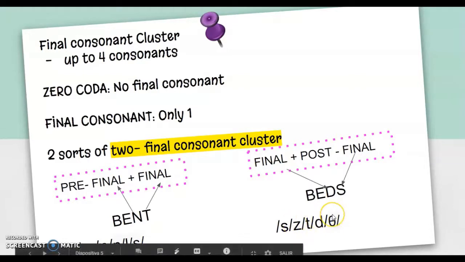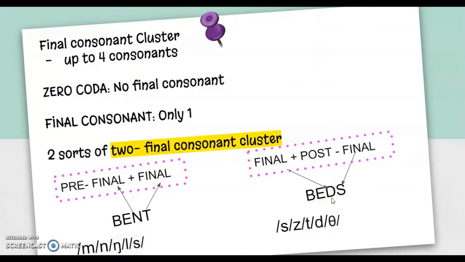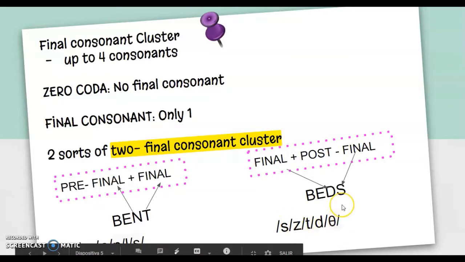Whenever you have these added to a word, as in the case of bed, for example, this is a final consonant. If you have only the d sound at the end, we can say that this is the final consonant. But when you have the plural in beds, you have a post-final. The z sound is a post-final, okay? And it is related to the voicing characteristics of the final consonant. That's why it is important to start working with this topic, because these post-final consonants, s, z, t, d, and th, are related to the voicing characteristics of the final consonant.